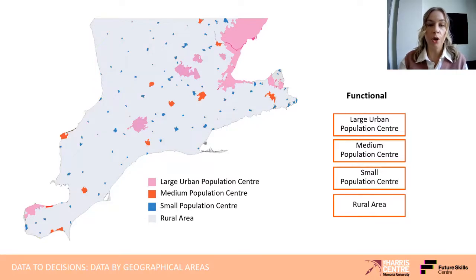So just knowing the geographic makeup of the area you're studying in terms of population centers and rural area can be really useful information for your analysis. So I just wanted to mention that quickly before we get into the bulk of the chart.